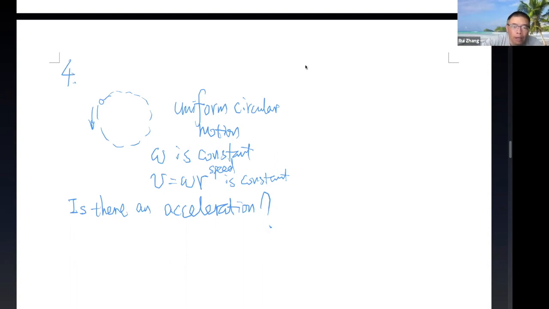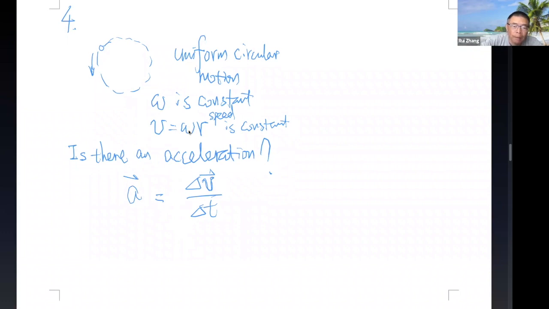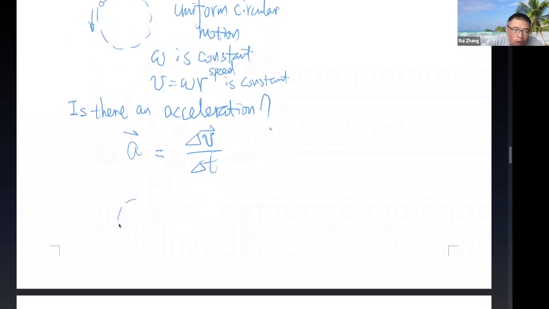Remember, here is a very important point: acceleration is a vector. Our definition is a equals delta v over delta t, and this v here is also a vector. So even though the speed does not change, the magnitude stays the same, the direction is changing. If you draw two velocity vectors close to each other, one here, they have the same lengths because the speed is constant, but they have different directions. You call this v_i, and you call this v_f.